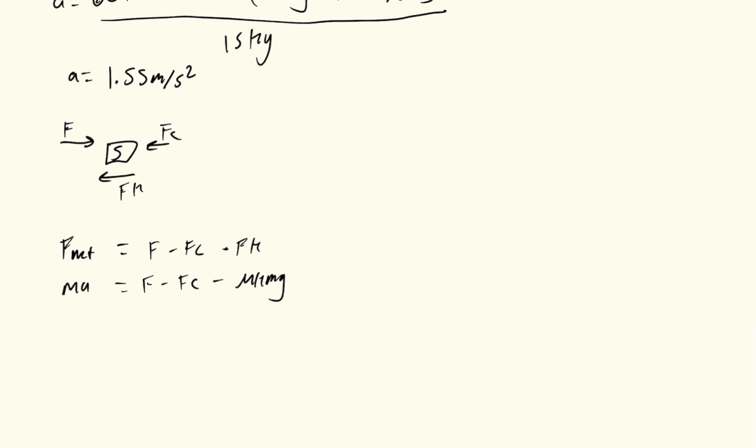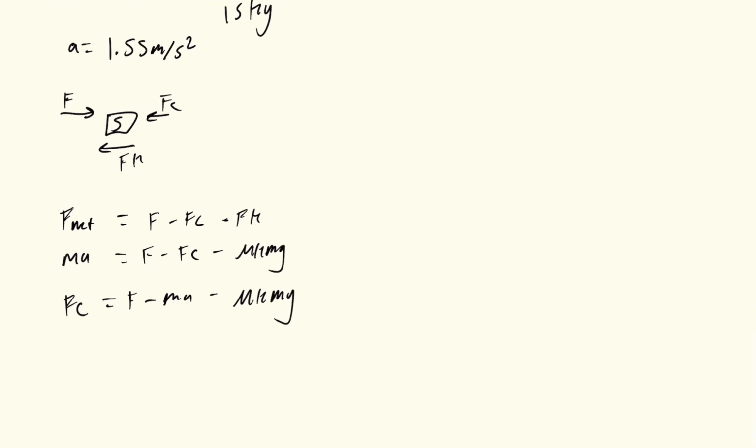To do that, we're going to add Fc to the other side, and then we're going to subtract Ma. So Fc is going to be equal to F minus Ma minus mu k mg. Sorry, that's really messy. Let me clean that up. Mu k mg. And then from here, we can fill our values in.